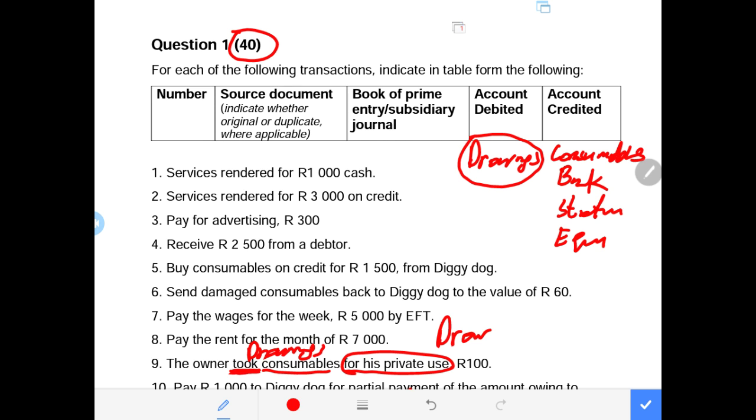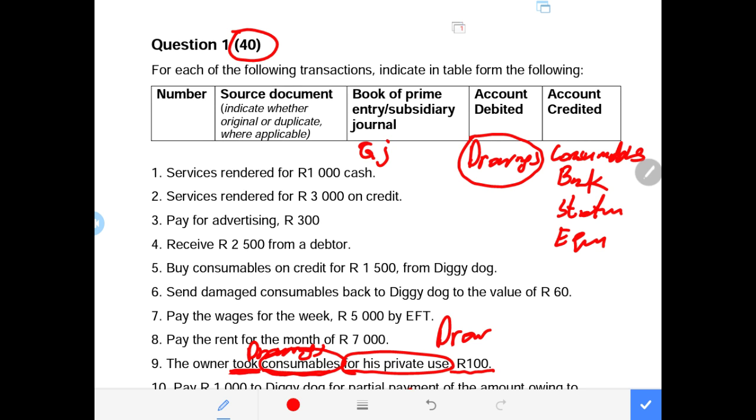So now in this case, we have the owner who took consumables for private use to the value of 100 Rand. The account to be debited is drawings, as I mentioned always, and the account to be credited will be consumables, because the owner took consumables for personal use. Then which journal are we going to record? Did you buy something on credit? No. Did you sell something on credit? No. Did you receive cash? No. Did you pay cash? No. That means this goes to the general journal.